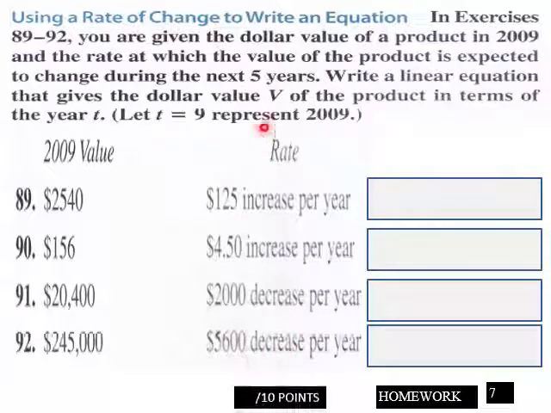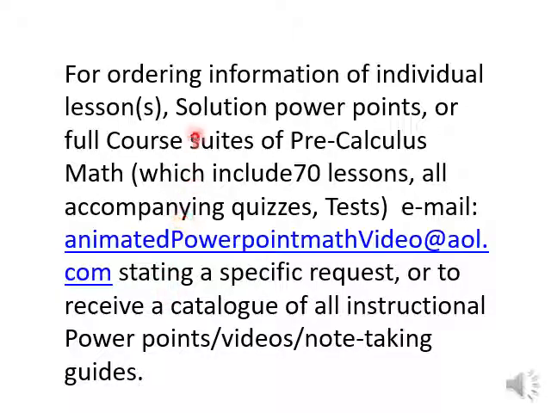So right away here. And page 7, another word problem here. Write a linear equation that gives a dollar value V of the product in terms of the year T. So you've got to write an equation for each one of these situations here. And that's page 7 on your homework. 10 points here for these. And that is your part 3 homework for 1.1 pre-calculus math.